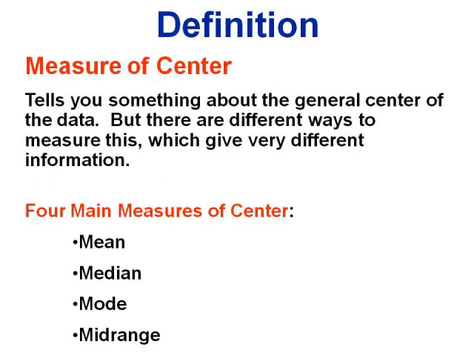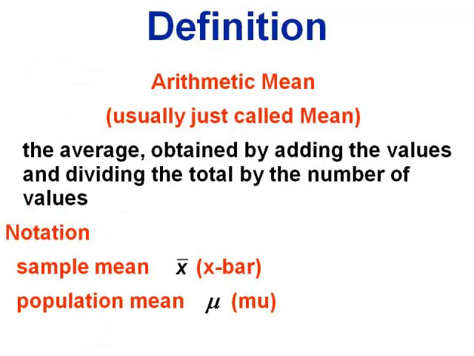In this first section, we're going to focus on measures of center, sort of your average value for a data set. And it turns out that there are actually several different kinds of center that you can talk about, and so we'll go through all of these: mean, median, mode, and mid-range. First, we'll start with mean.